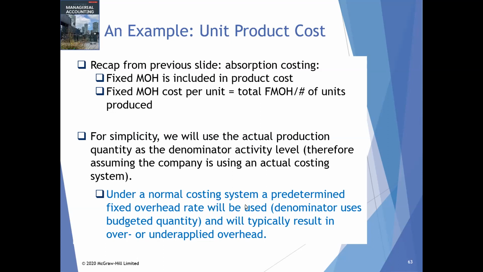Under the normal costing system, we need to estimate for the future, like a predetermined fixed overhead rate. So the denominator used will be the budgeted quantity, right? That we have completed in the budgeting part of managerial accounting, and it will typically result in the overall under-applied overhead that we have already done.